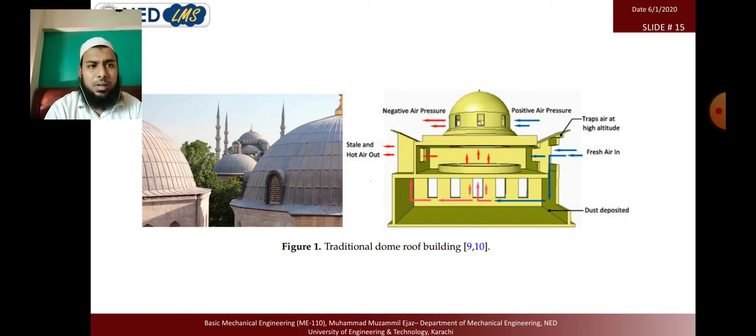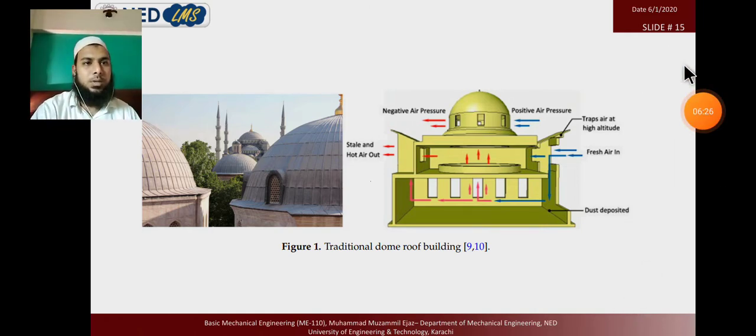Nowadays we have a famous place in Turkey, which was first a place for the Christians, a Christian prayer area, or a church in the Byzantine Empire. But Sultan Muhammad Fateh conquered it, and then it became a masjid. And for the last 500 years, people have prayed and offered namaz.